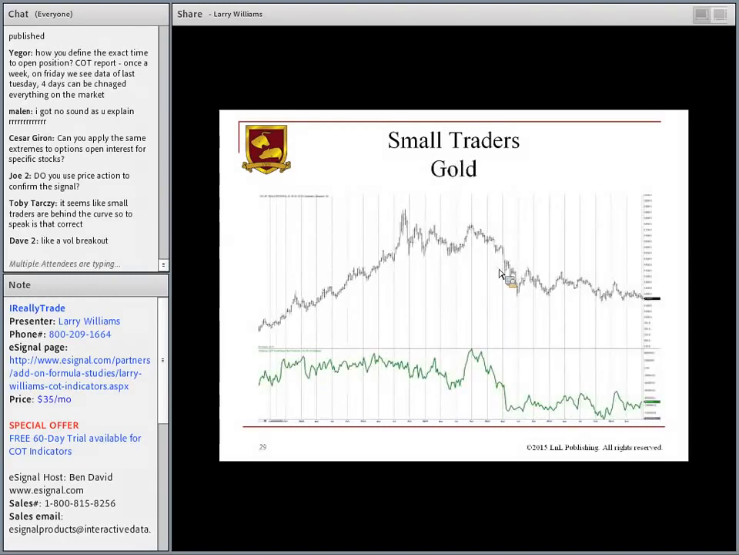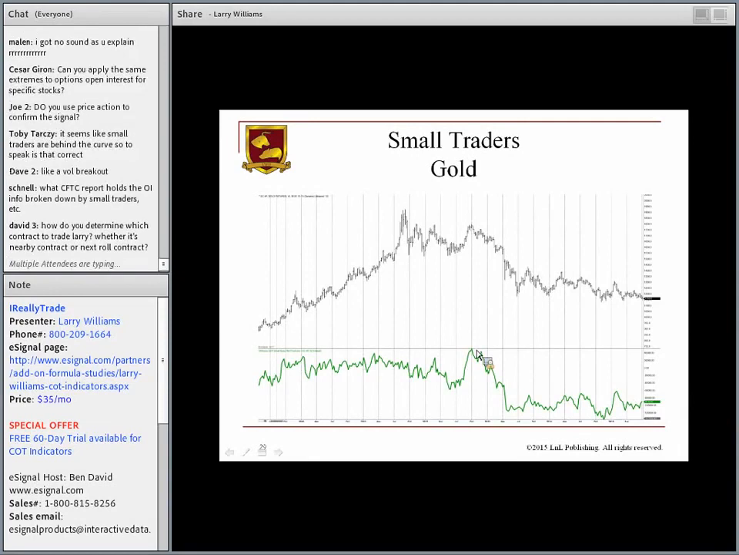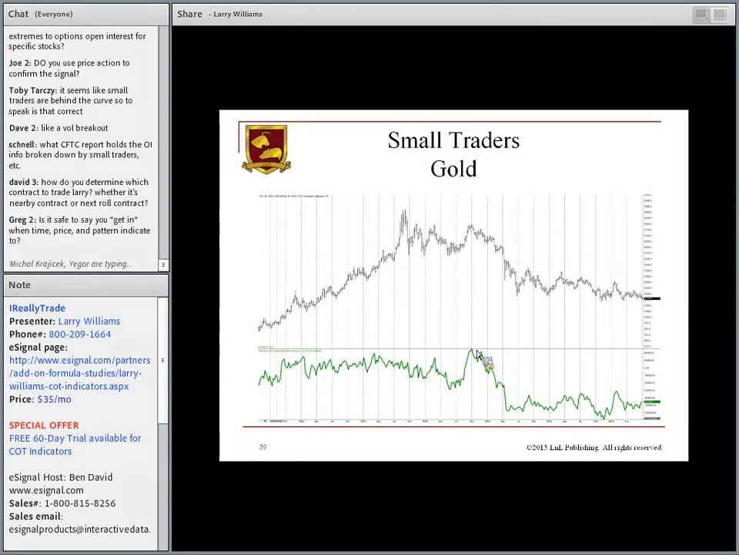Here's the small traders in gold. Look at these guys. That's the most bullish they had been in the history of the gold market, right there. No wonder we went short gold here, right? And then when they're not interested in buying, the most bearish they've been for a long time, ta-da, we get rallies in the marketplace. So small traders are not necessarily totally behind the curve. They actually, at their extremes, are dead wrong most of the time.